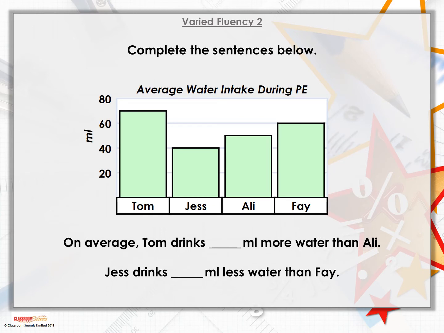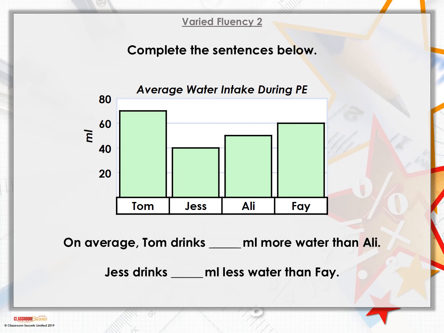Right, this time we've got a bar model and it says complete the sentences below. So during a PE lesson, this shows us the average water intake, so the amount of water children had. So we've got Tom, Jess, Ali and Faye, and along the side we've got the mils, the amount of water they had, and that's going up in 20s.